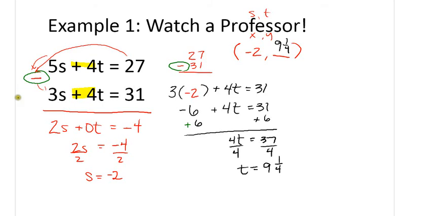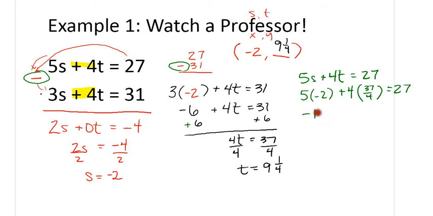I'm going to check this by going back and saying, well, if I have 5s plus 4t equals 27, then I'll take out the s and put in negative 2, plus 4. I'm going to change 9 and 1/4 into an improper fraction, which is 37/4, equals 27. This is going to be negative 10 plus, these 4s are going to cancel, 37 equals 27. And this is 27 equals 27. It works for this equation.